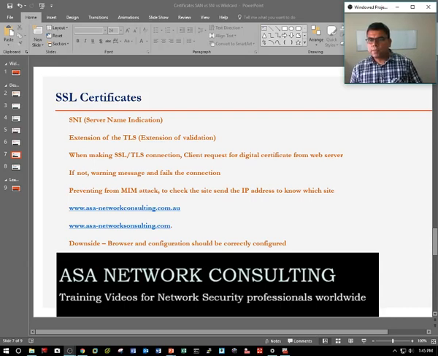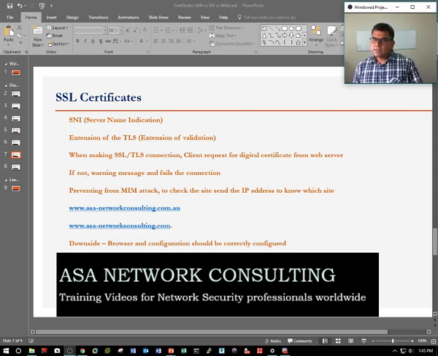Okay, so the next topic I'm going to talk about is SNI. SNI stands for Server Name Indication. It gives you more extension of the TLS. That means more security in terms of securing the connection between the source, the host, and the destination server.